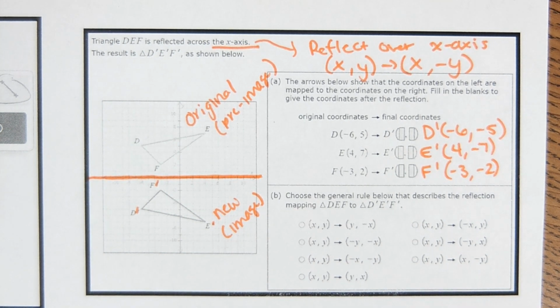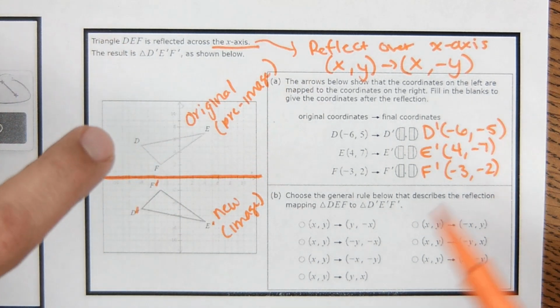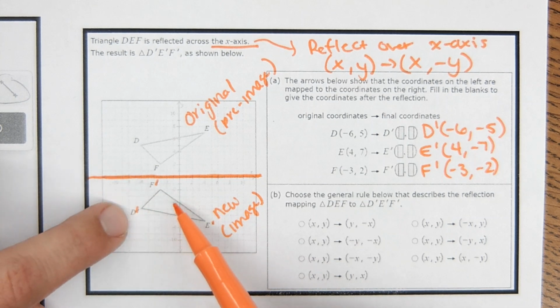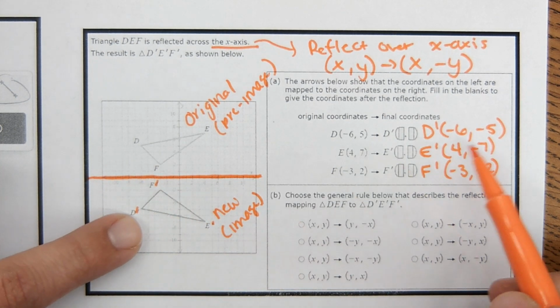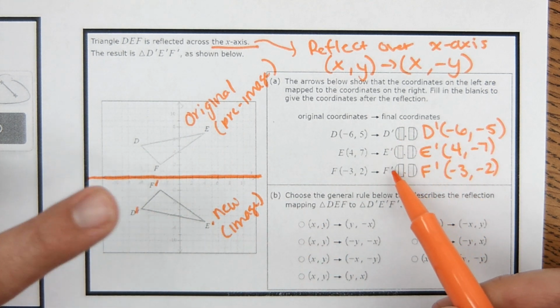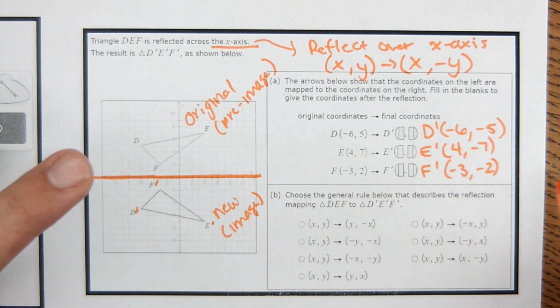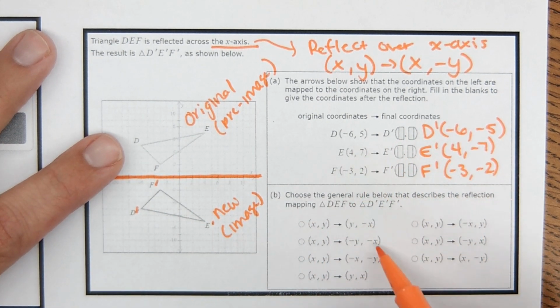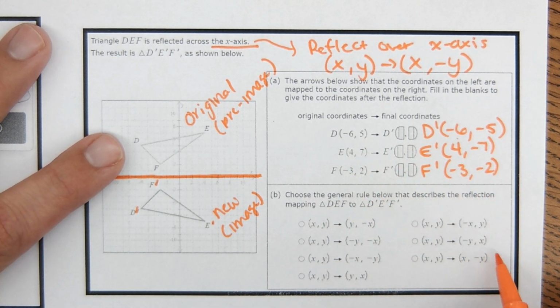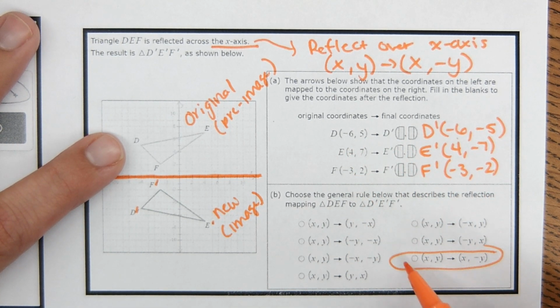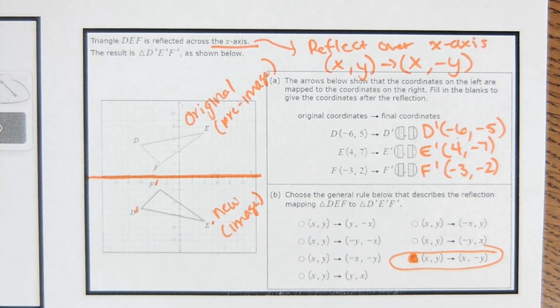Like I said, if you didn't remember this rule, you could just grab the points off the graph. Say, okay, D prime is at -6, negative whatever it is, and just put those numbers in the box. And then choose the general rule. So then you could use this pattern to choose a rule. So it looks like x is staying the same, y is changing sign, and that would be this one right here. Turn this off here.